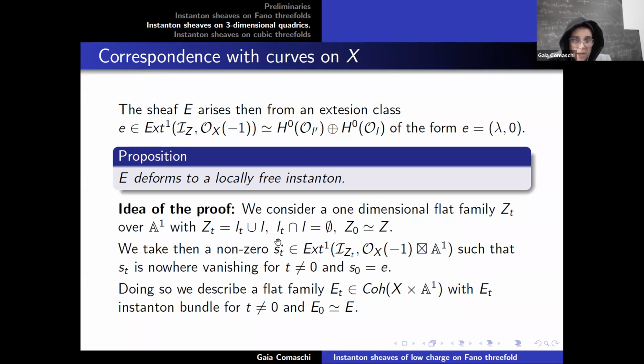We take then a non-zero element s_t in this Ext group, and this element must be such that for any t different from 0, s_t is nowhere vanishing, and for t equal to 0, s_0 is exactly equal to E. So in other words, we have a one-dimensional family of extensions, and the middle terms of this short exact sequence form a family over A1, for which the general element is therefore an instanton bundle, and the central fiber will be exactly our instanton sheaf.